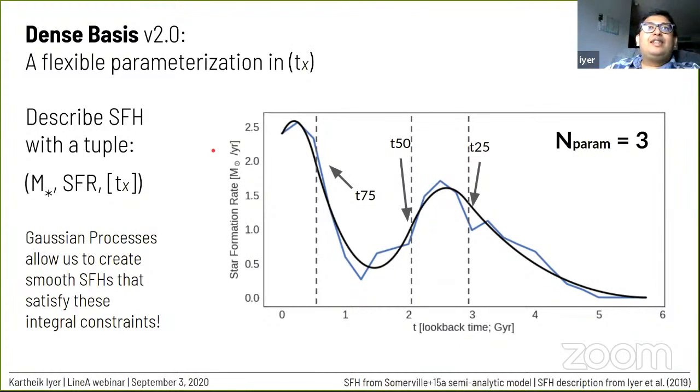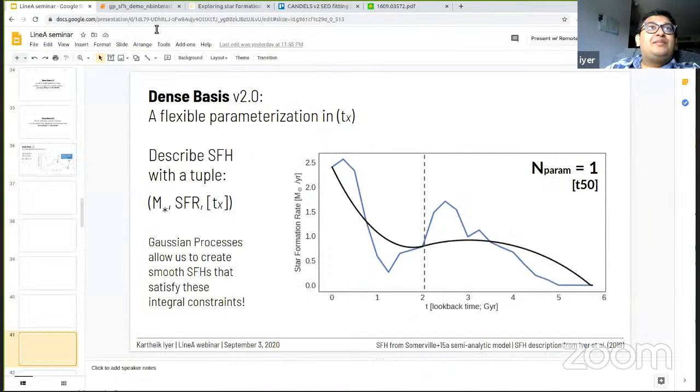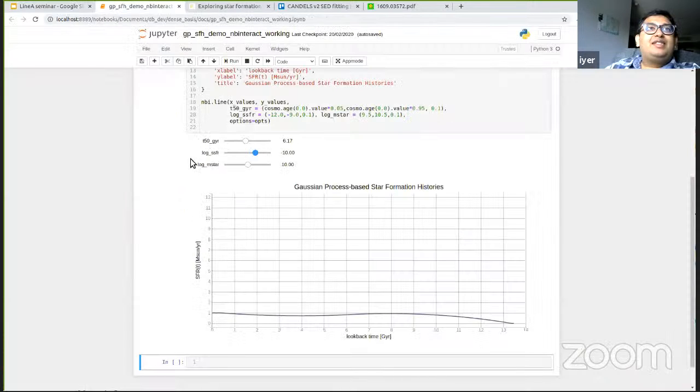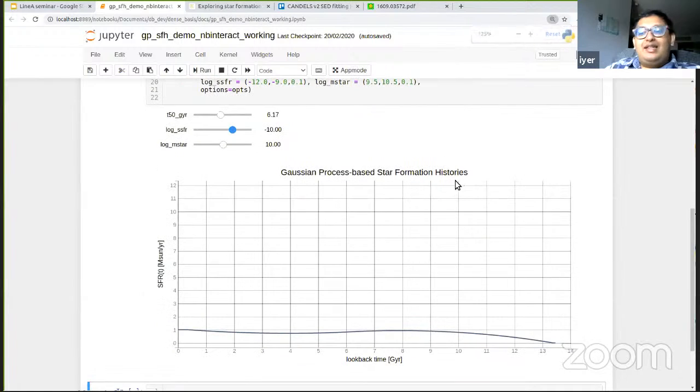But then you might say, okay, so it's doing well because you're giving it 5 numbers. What if you have low signal to noise observations and you can only give it 1 number? So even with just 1 number, even if you only give it T50, it does quite well in recovering the overall shape of the star formation history. And this was the demo that I wanted to show, where even with just 3 parameters, you can do quite well in terms of how flexible you are.